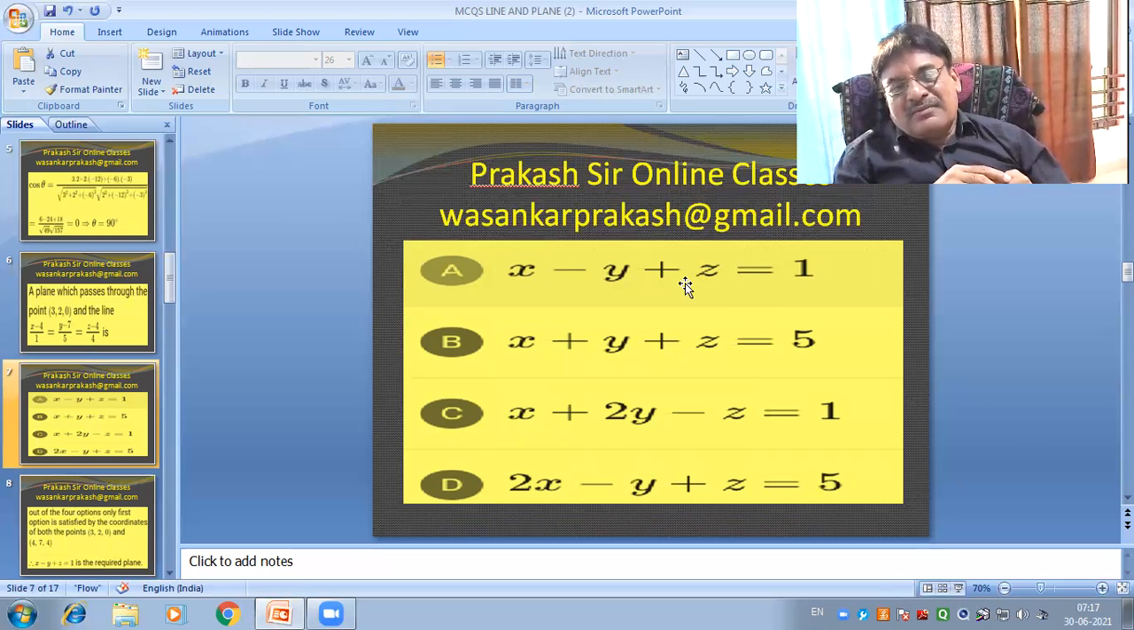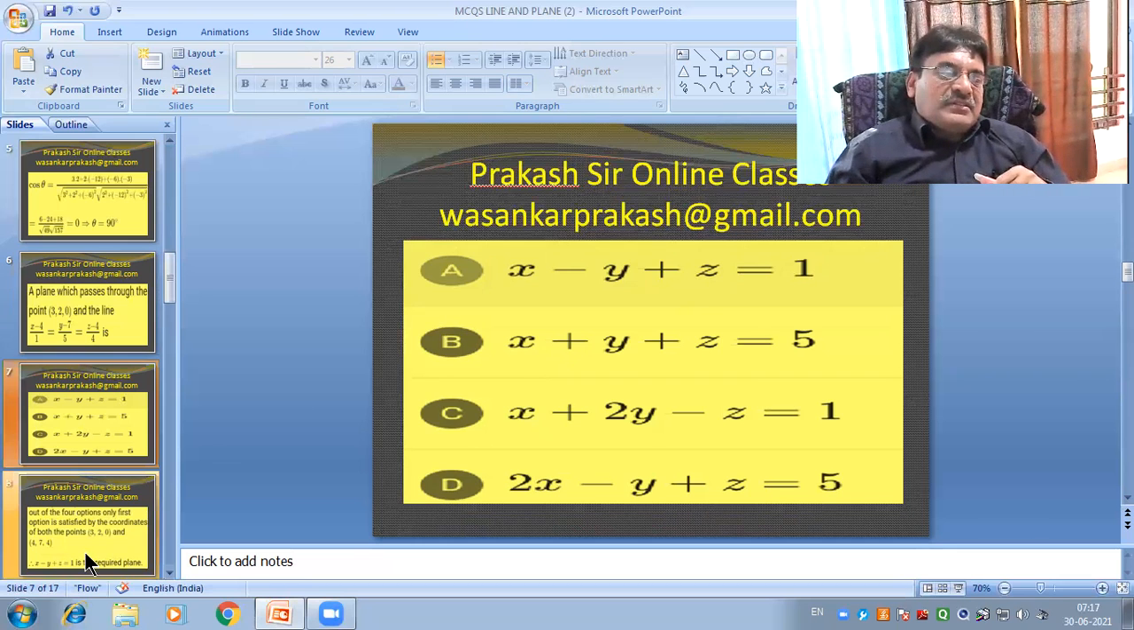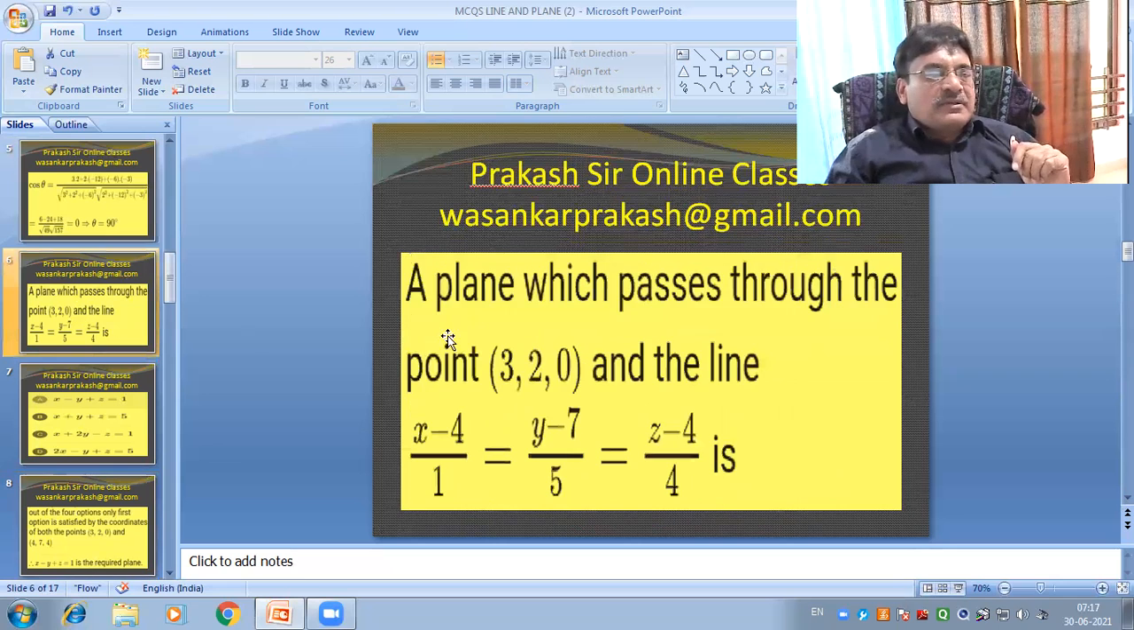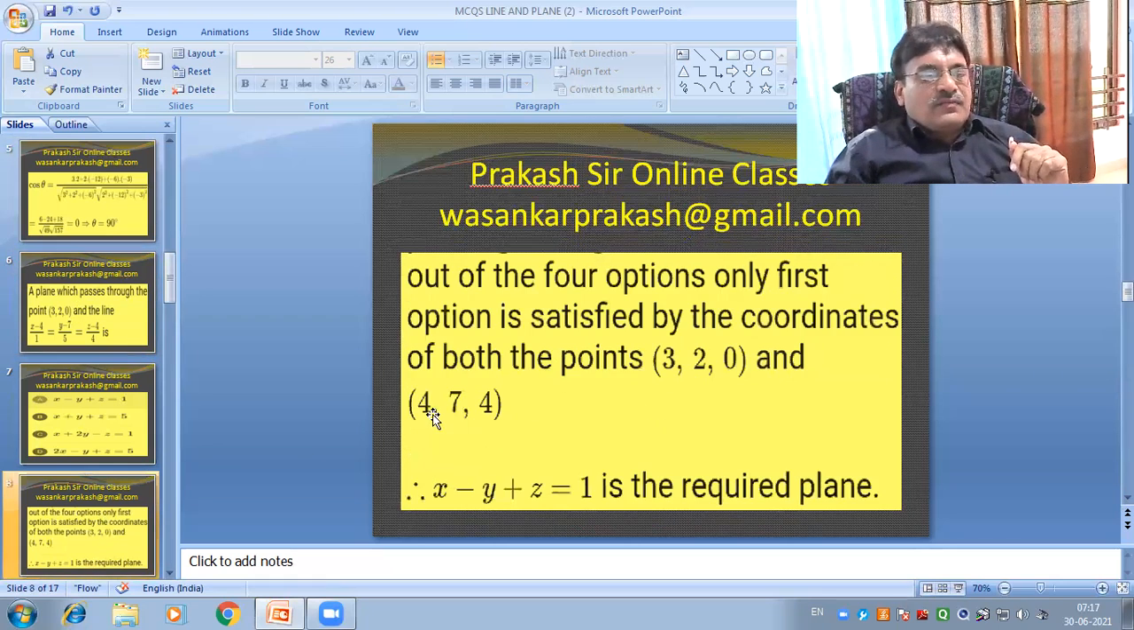That is, we solve this multiple choice question by using the trick in mathematics. So in this way, we solve the second multiple choice question. So we write here the solution of the second multiple choice question. Out of the 4 options, only the first option is satisfied by the coordinates of both the points 3, 2, 0 and 4, 7, 4.